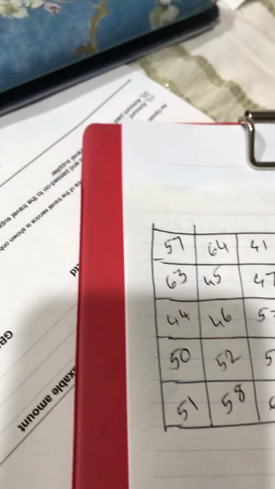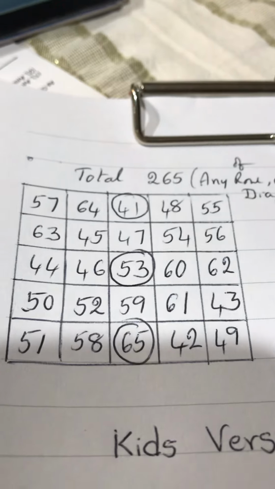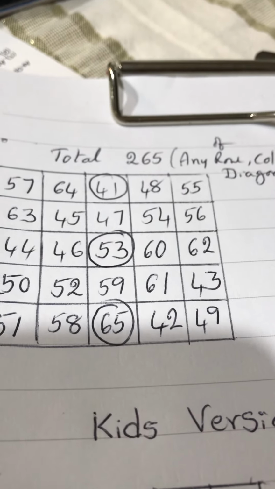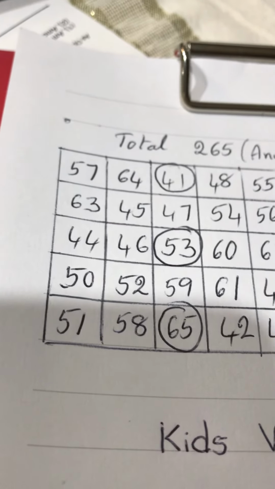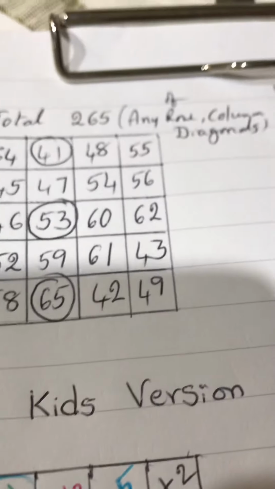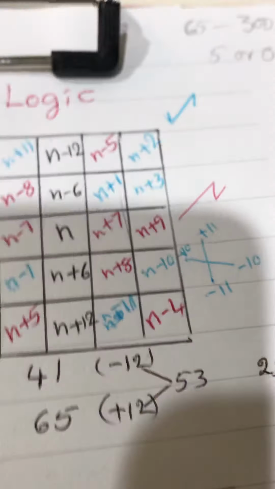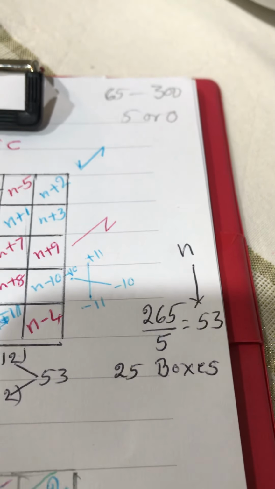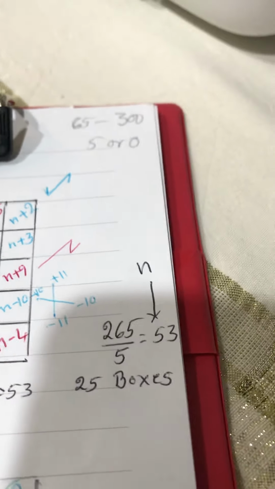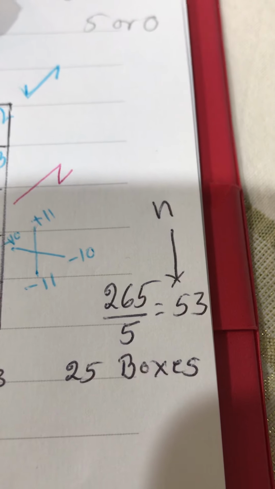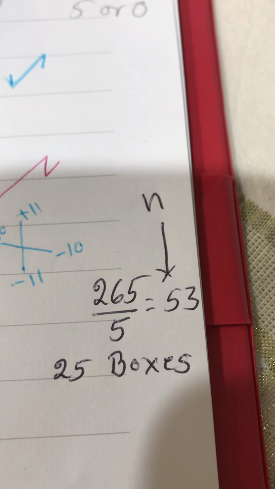So I captured the screenshot and I was trying to analyze what he was trying to do and how he did it so easily. So then I realized, okay, with my maths background, this is called a magic square anyway, but I know the logic behind it is the 5 boxes, 5 rows, 5 columns. So the total of 5 numbers should be 265. So average is 265 divided by 5, 53.